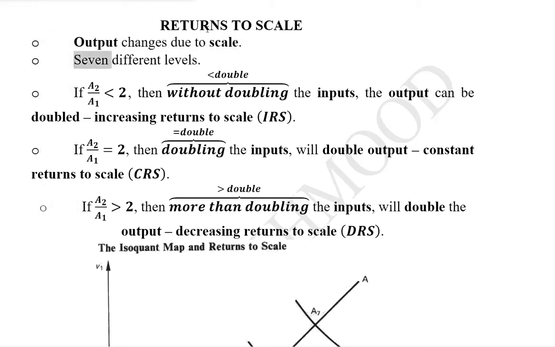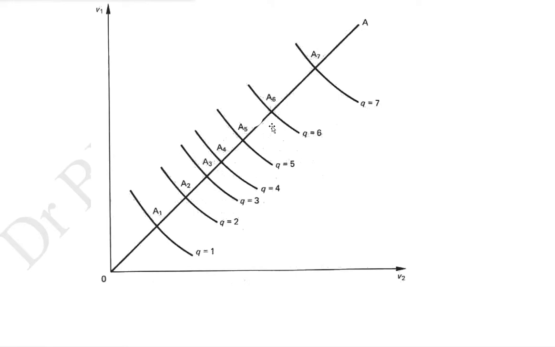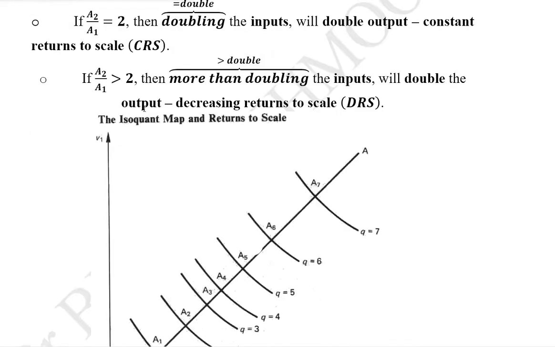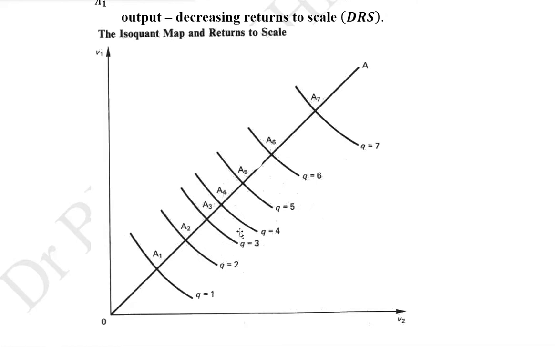Then in our diagram that we have assumed, we have considered 7 different levels. That is, there are 7 isoquants. And in these isoquants there is a certain pattern. Let us see this pattern first.